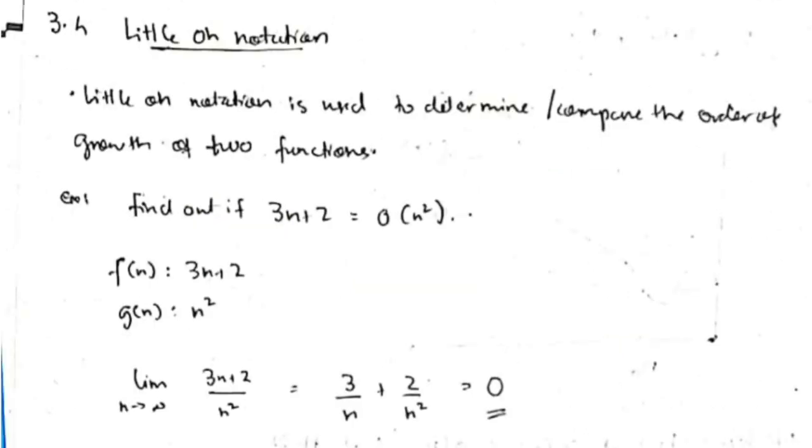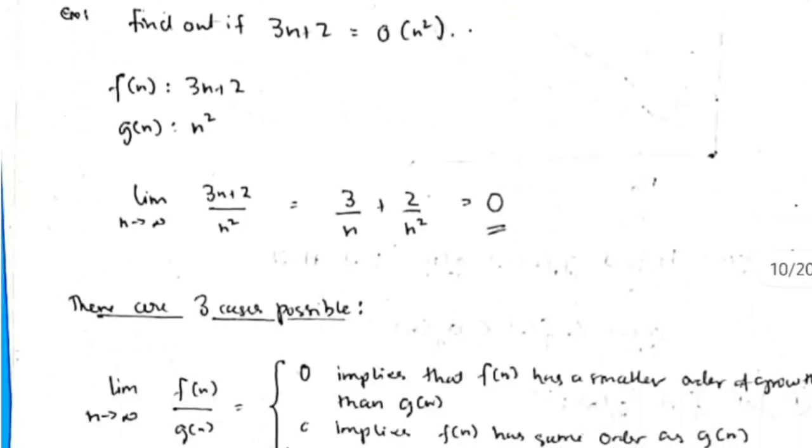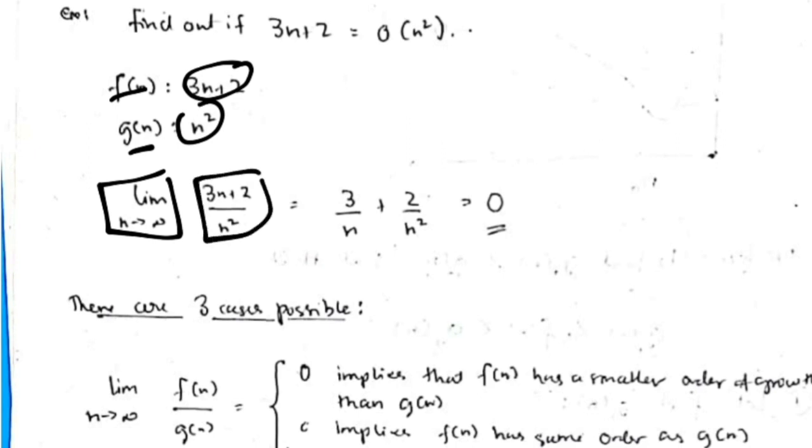In case we are given two functions and we have to compare them to see which growth is more, what we'll do is write two functions here, f of n and g of n. Then we'll calculate the limit. We are dividing f of n by g of n, like 3n plus 2 divided by n square. When we calculate its limit, we'll get 0.